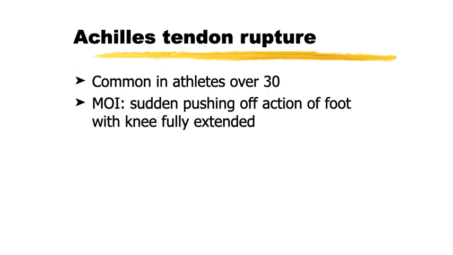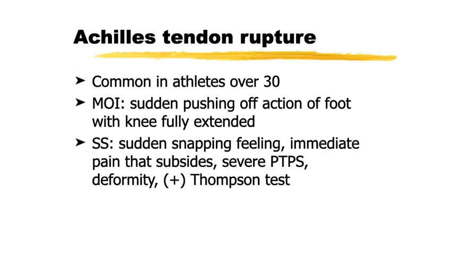Achilles tendon rupture. This is common in athletes over 30. It happens when you suddenly push off with the foot and fully extend the knee. This happens all the time in everything you can think of. The person feels a sudden snapping feeling, immediate pain that goes away, and then they have severe pain, swelling, and point tenderness. They will have a deformity down there by the Achilles.